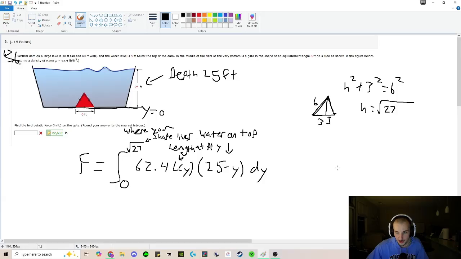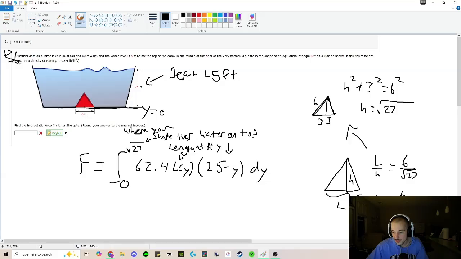So we can do these similar triangles again. We're going to have our length divided by our height equal to length divided by little h. And little h actually is y, right? So at our y, okay, maybe not. We'll take a step back. Length divided by height is going to have to be the same as our ratio up here. And what is our ratio up here? What is our total length? It's 6. And what is our total height? It's root 27.